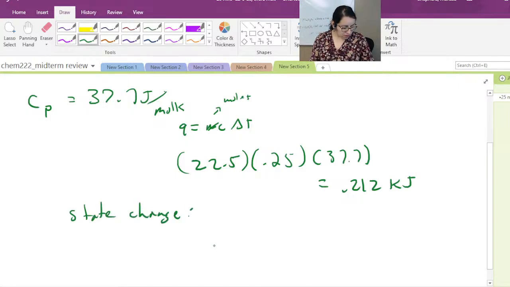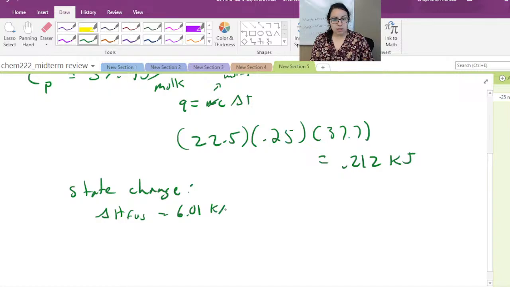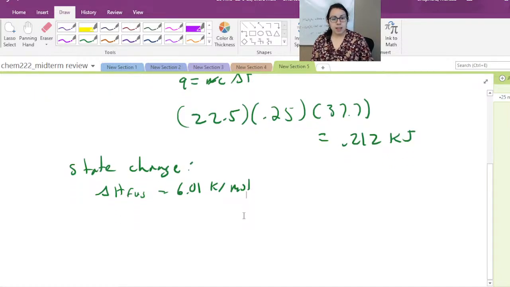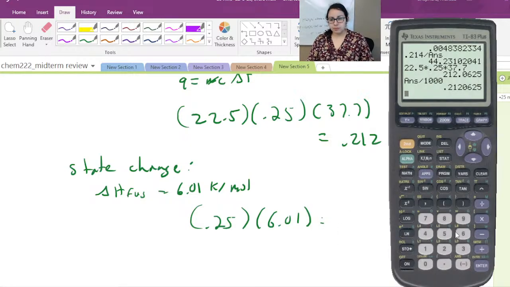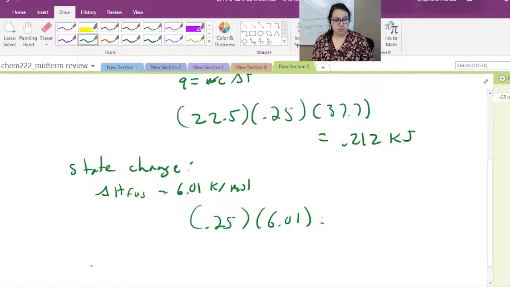I don't think people got tricked on that, but I did give out a lot of extra information like the delta H of vaporization as well, but we only needed the fusion, so the 6.01 kilojoules per mole. And so then that was just 0.25 times your 6.01, plus our 0.212 from before. So it should have been C was the correct answer.